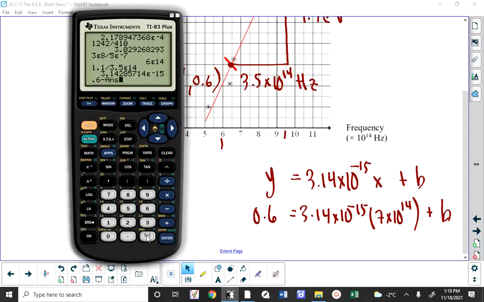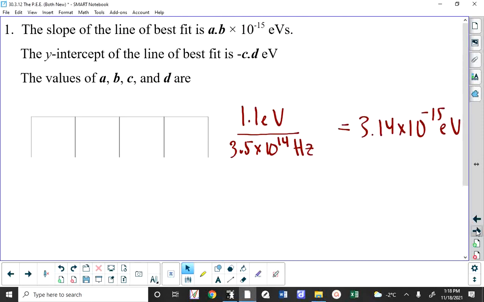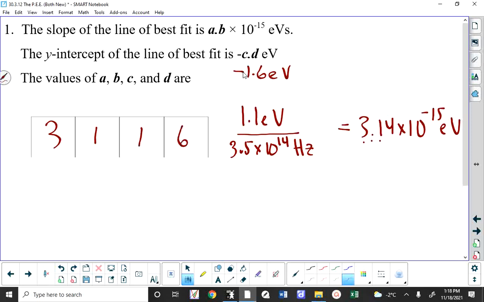The answer times 7 multiplied by 10 to the 14 gives me a y-intercept of negative 1.6 eV. Scary that it worked out to exactly negative 1.6. So the y-intercept is negative 1.6 eV. Our answer here would be, the slope is A point B, that would be 3.4. No, it would be 3.1. And the y-intercept is negative C point D, C is 1, D is 6. That's what we would get if you did it with my line.